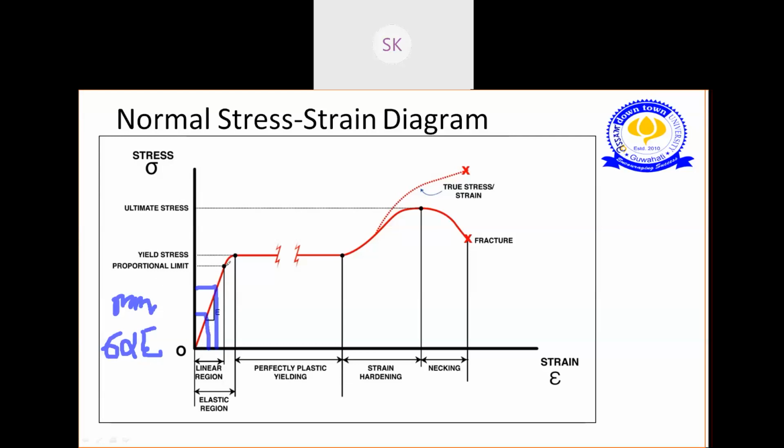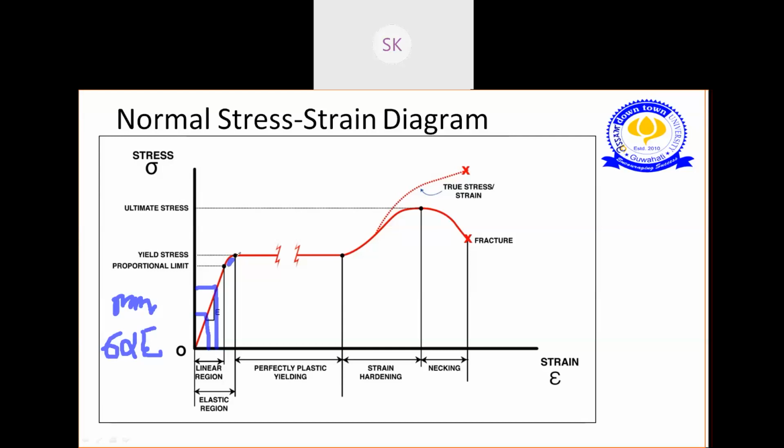Next, see the shape of the curve changes a little bit, and this part is also the elastic region. Till this point, if we stretch a rubber, it will come back to its original position. But here the proportional limit will not hold. This area is the linear part, and this part is a little bit non-linear. But till this point your member or your material will come back to its original position if you remove the force.